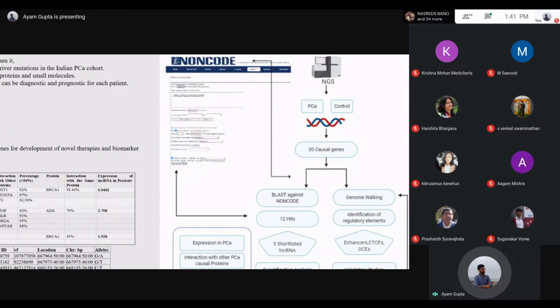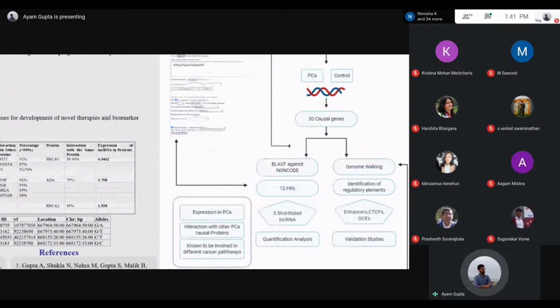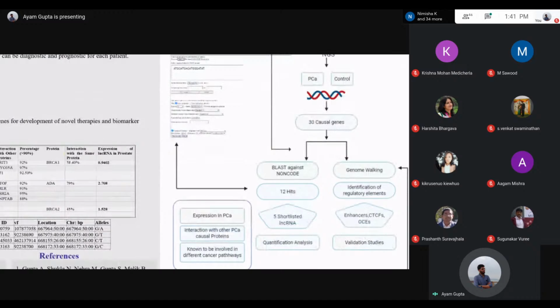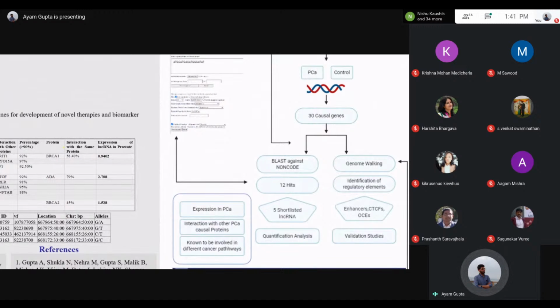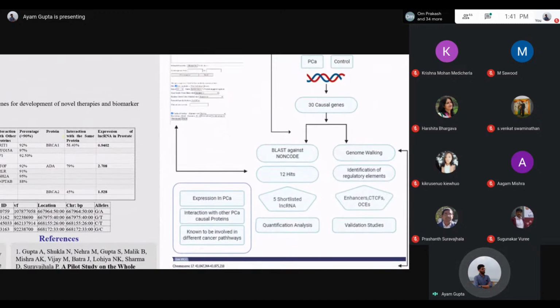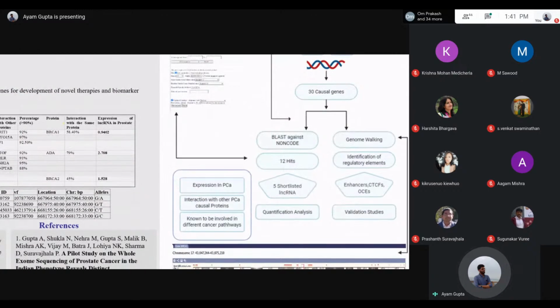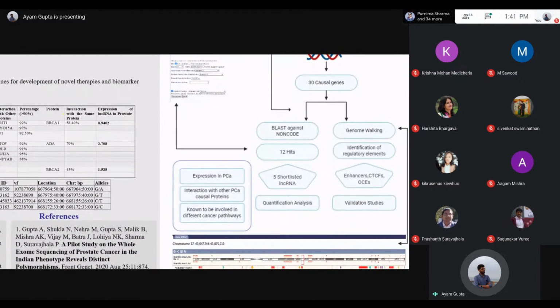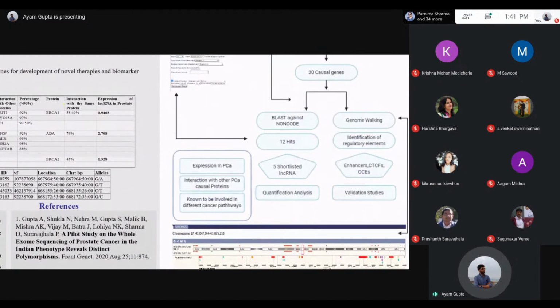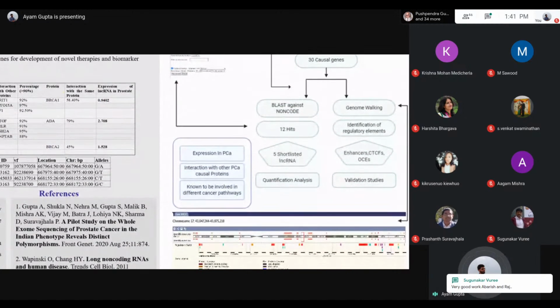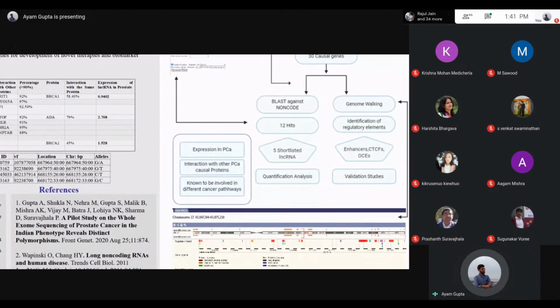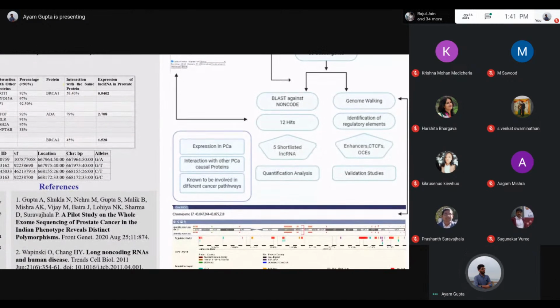Then we blasted these genes against the NONCODE database, which is a repository for long non-coding RNAs. Out of that, we got 12 hits. Lastly, we shortlisted 5 long non-coding RNAs based on some criteria mentioned on the left side. That is their expression in prostate cancer, their interaction with other PCA causal proteins, and whether they are known to be involved in different cancer pathways.